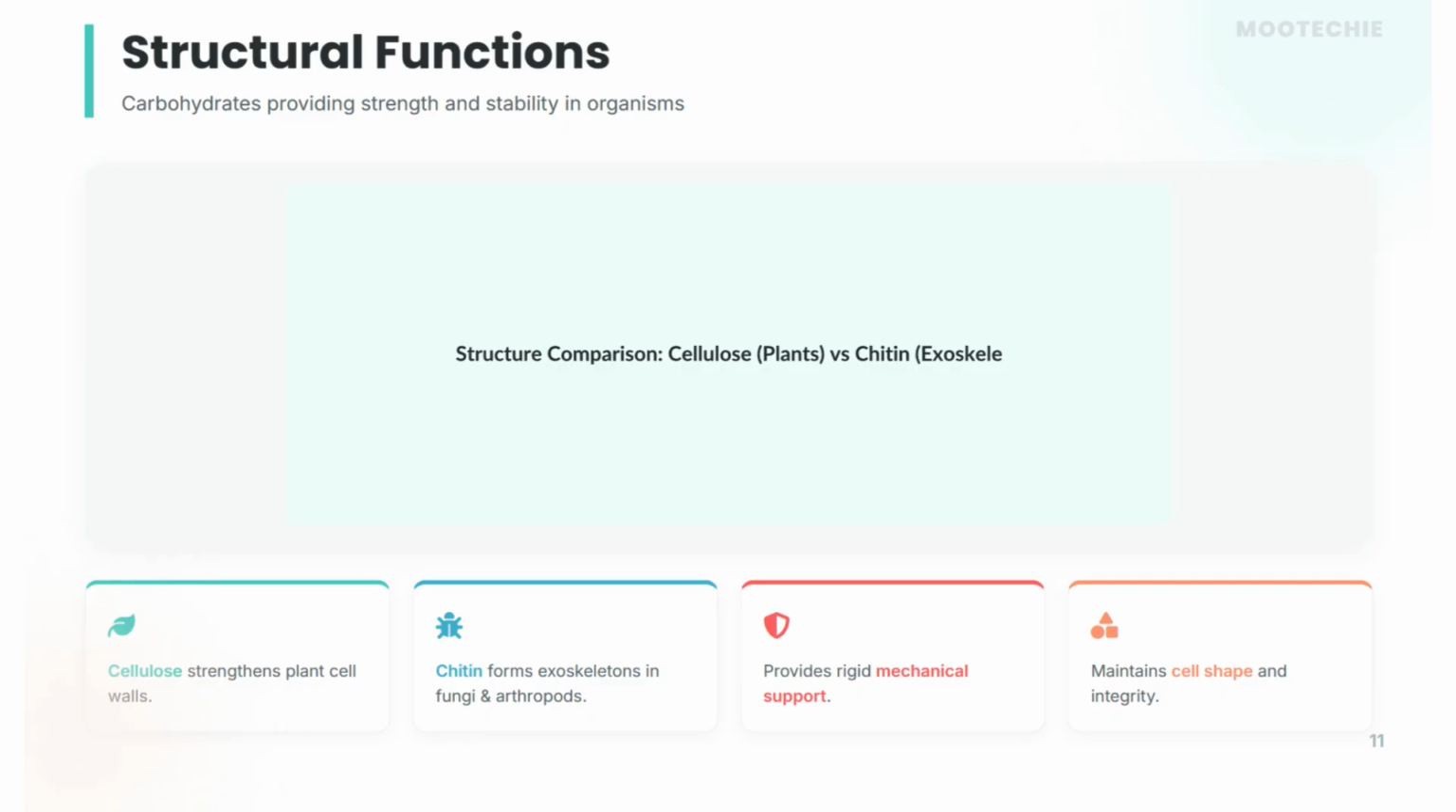So what do these do? Cellulose is famous for strengthening plant cell walls, giving plants their rigid form. On the other hand, chitin forms the tough exoskeletons in fungi and arthropods, like insects and crustaceans. Together, they provide rigid mechanical support to various life forms. This crucial role helps maintain cell shape and integrity, allowing plants to stand tall and insects to have their protective shells. It's fascinating to see how one type of molecule can be both the fuel for our cells and the building blocks for physical structures in nature.